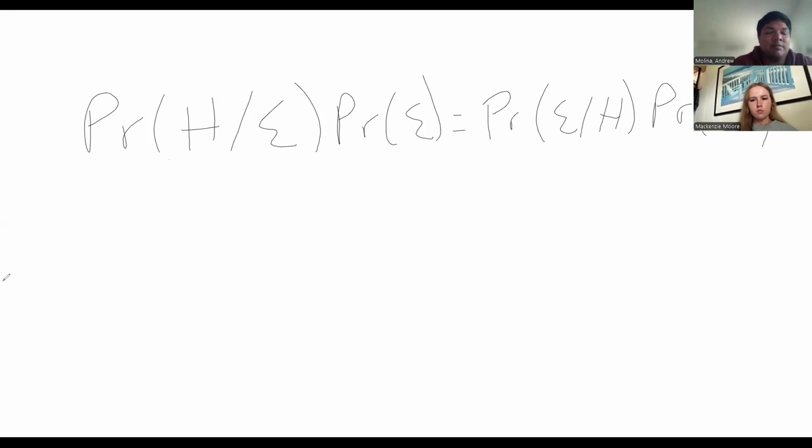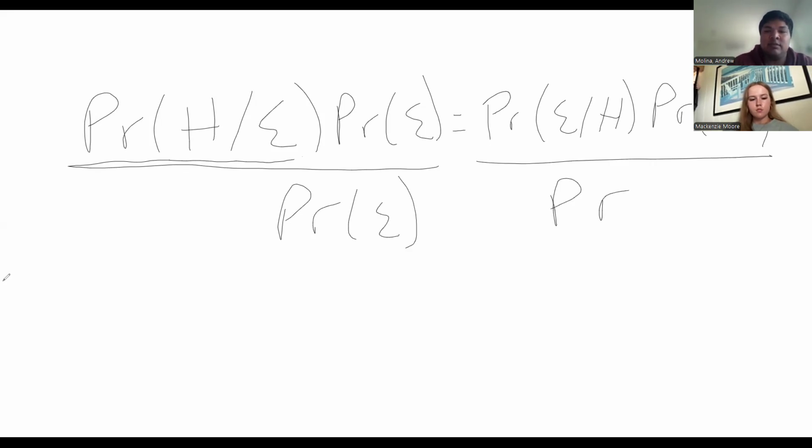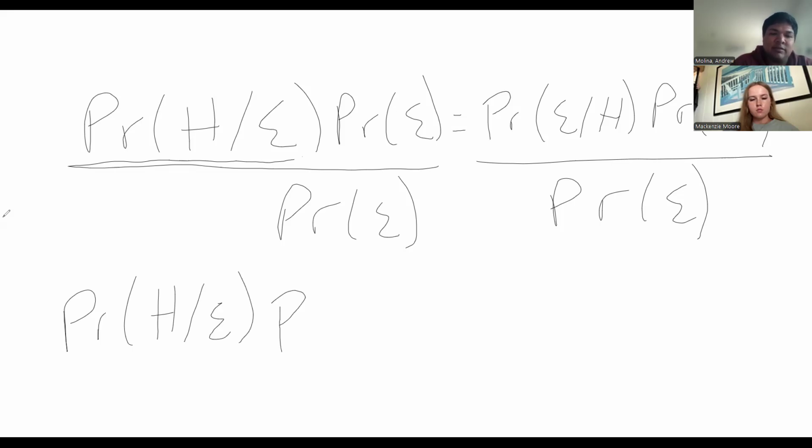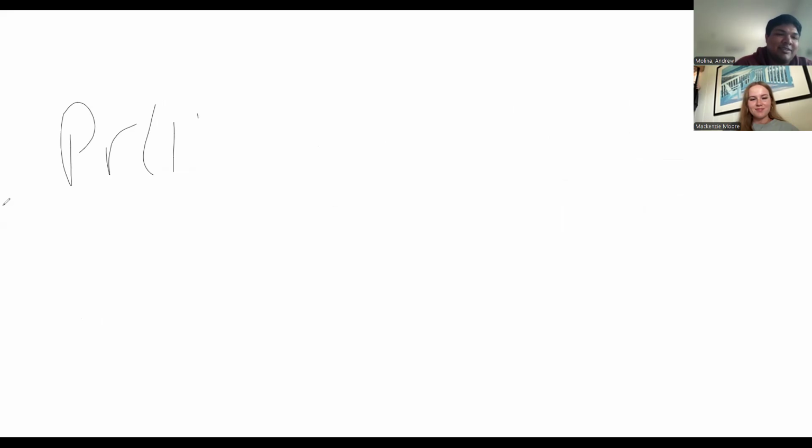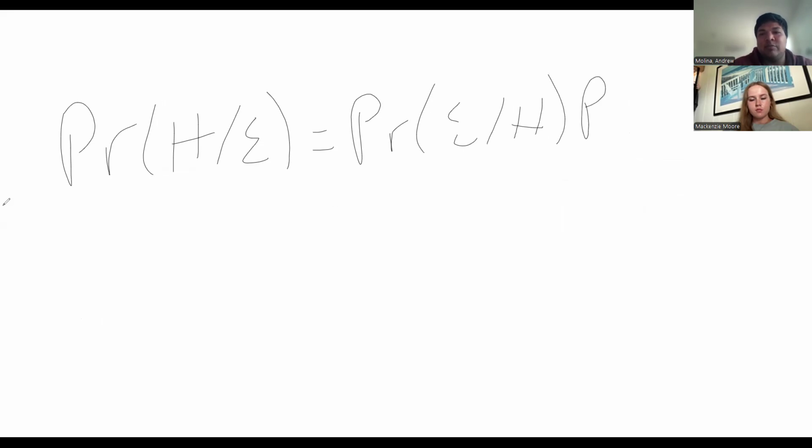Making this our equation, you would just simply need to divide by the probability of E on both sides, in which you get the probability of H conditional upon E is equal to the probability of E upon H times the probability of H over the probability of E.